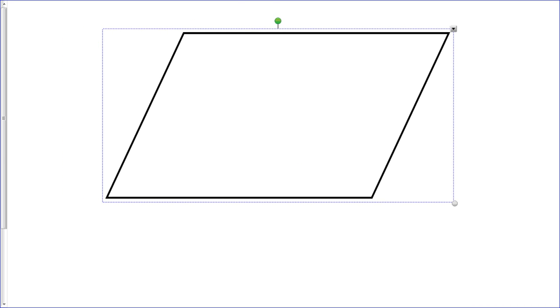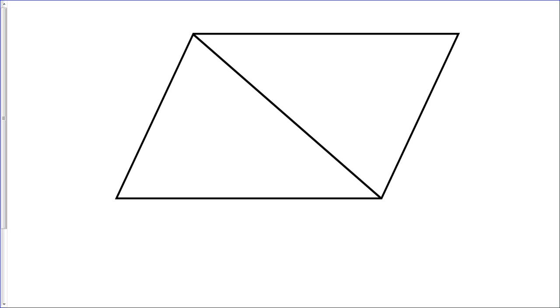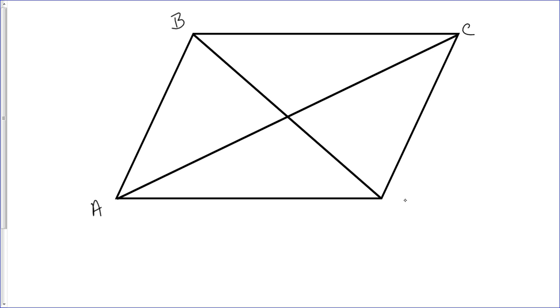Now, something else about a parallelogram: the diagonals. The diagonals connect the opposite vertices. Let me draw them in. Here's one diagonal, and here's the other diagonal. The diagonals of a parallelogram bisect each other. So we'll call this A, B, C, D, and we'll call where they cross E.